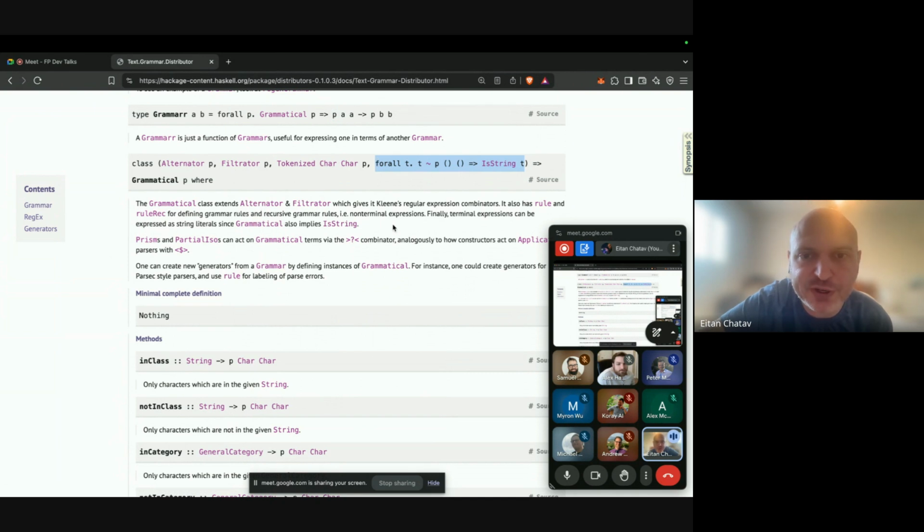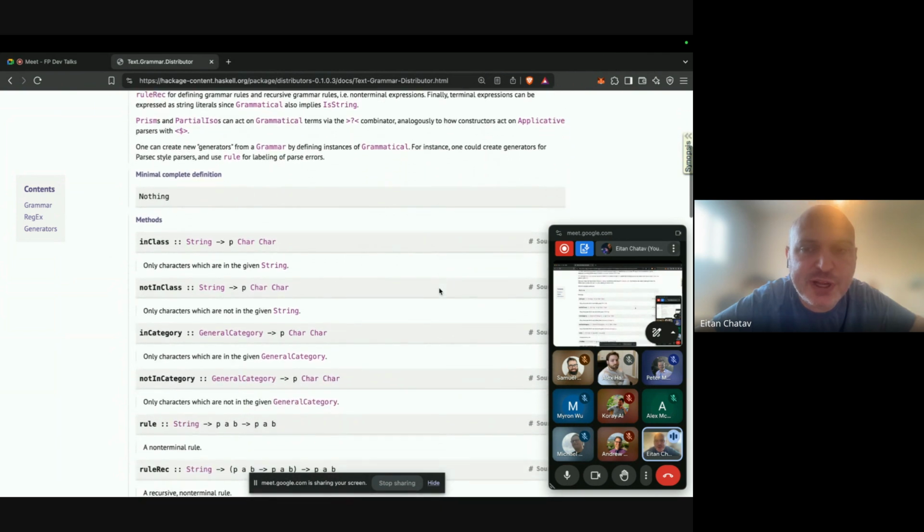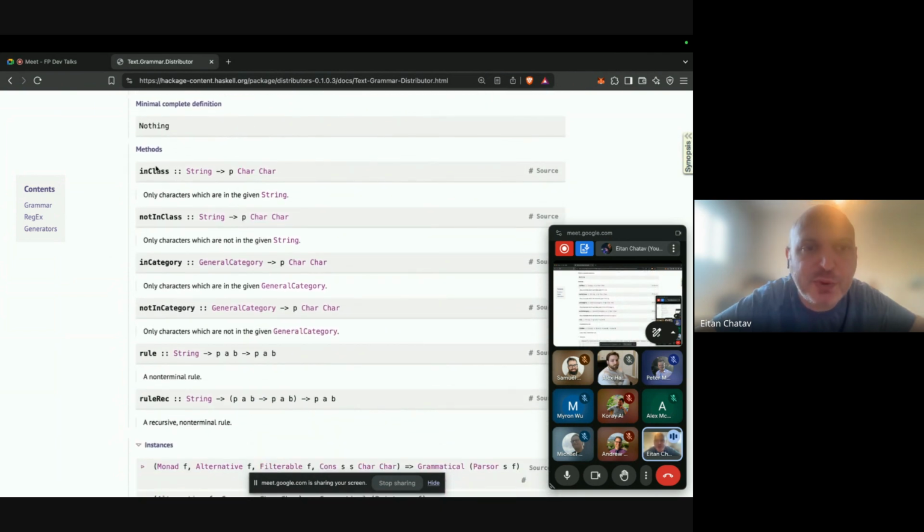So because we have Alternator, we have all the regular expression combinators, right? Because Alternator gave us some, which is like Kleene plus, and Distributor gave us manyP, which is like Kleene star, and Alternator gave us alternative, which gives us our alternation operator, and Monoidal gave us our sequencing operator. Okay, and we add a couple more regular expression operators.